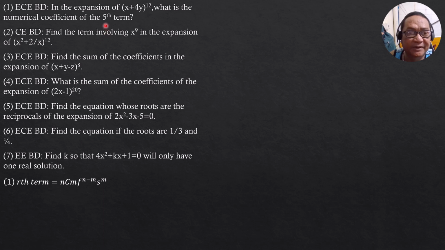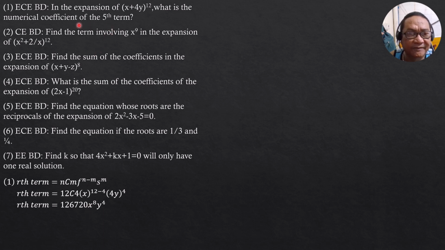So if we are looking for the fifth term, then m is 5 minus 1, so it is 4 in this formula. n is 12, then m is 4, first term is x, second term is 4y, substituting 12 combination 4 times x raised to 12 minus 4, second term 4y raised to 4. So using the calculator, 12 combination 4 times 4 to the 4th, then x to the 8th, y to the 4th. So the r-th term is equal to 126,720 x to the 8th, y to the 4th.